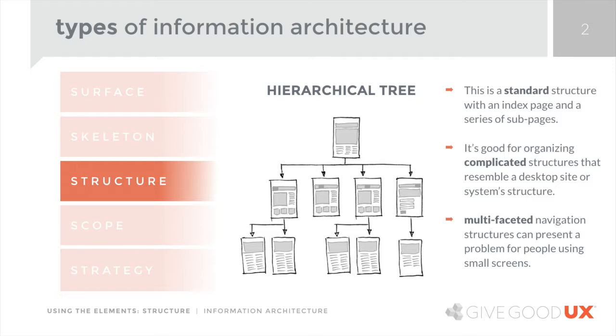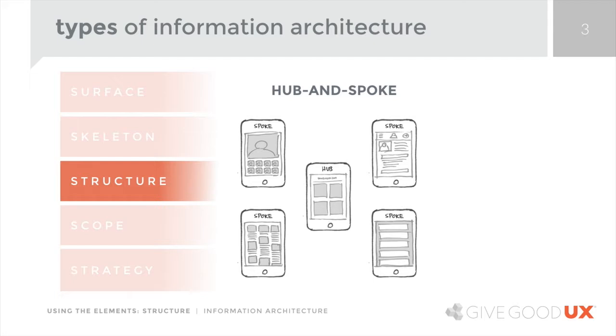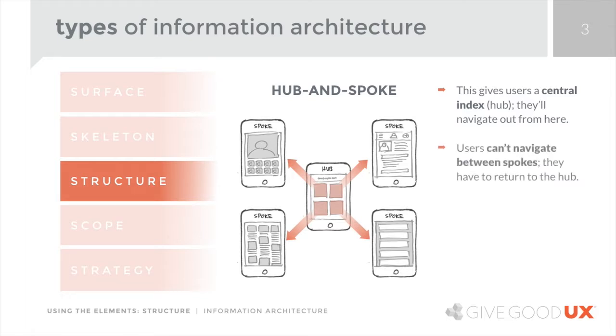We can also use a hub and spoke pattern, which is a very typical setup for software, definitely for mobile applications, where you start with a very central location, you bounce out to do something, and then you come back to that central location. So what we're doing is providing a central index. The person navigates out from that index, and then they come back. The constraint here is that users can't navigate from one spoke to the other. They always have to go back to the hub.